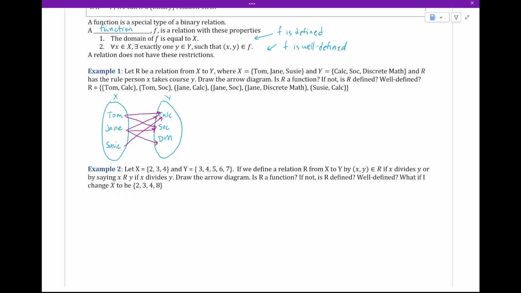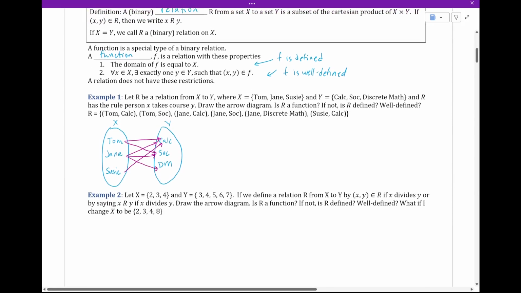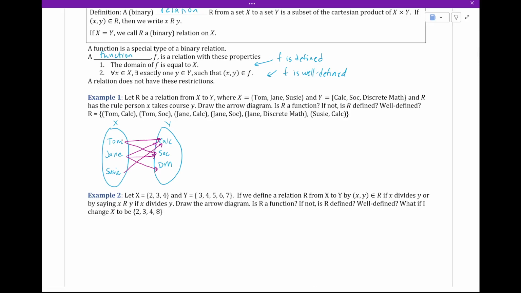So next question, is R a function? If not, is it defined or is it well defined? So let's see. It looks like the domain of R is equal to X. So we're using all of these elements of X: Tom, Jane, and Susie. So that means that R is defined.